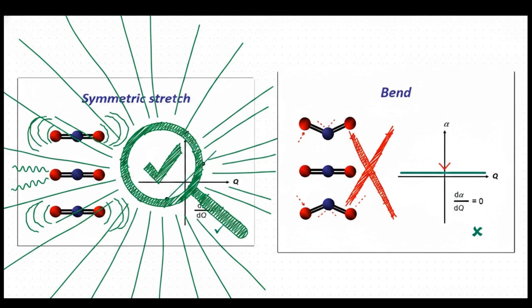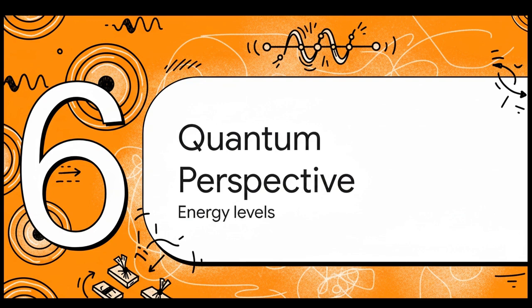Now look at the right side, a bending motion. The atoms swing up and down, but the overall size and shape of the electron cloud's squishiness stays exactly the same throughout the entire motion. Because the change is zero, this movement is completely Raman inactive. The laser literally won't see it. Let's move to section 6 and see how this all builds into the quantum perspective.